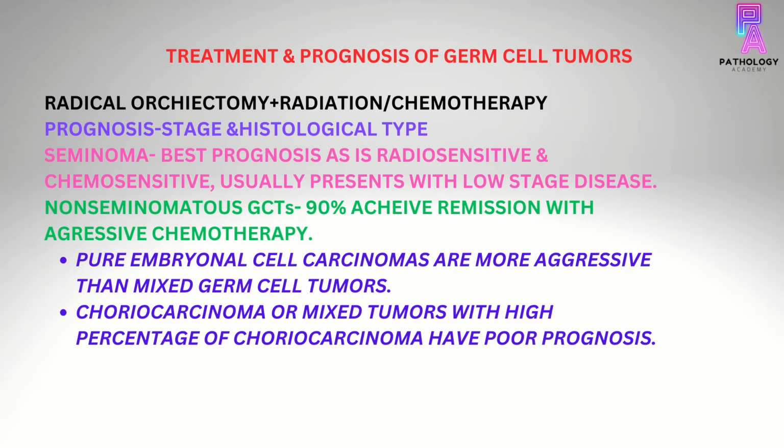Some points to remember. Pure embryonal cell carcinomas are more aggressive than mixed germ cell tumors, and choriocarcinoma or mixed tumors with a high percentage of choriocarcinoma have poor prognosis.